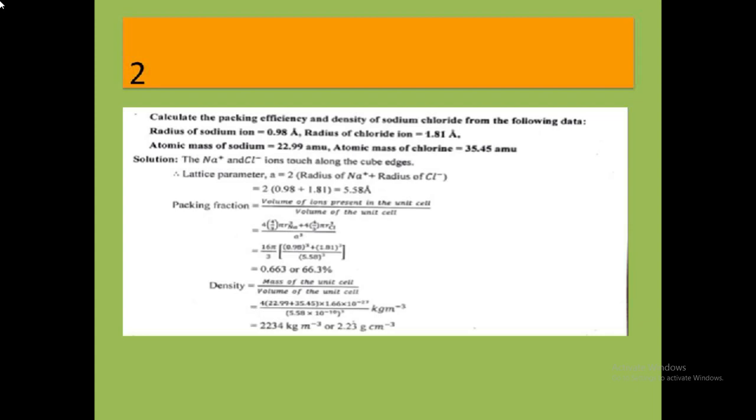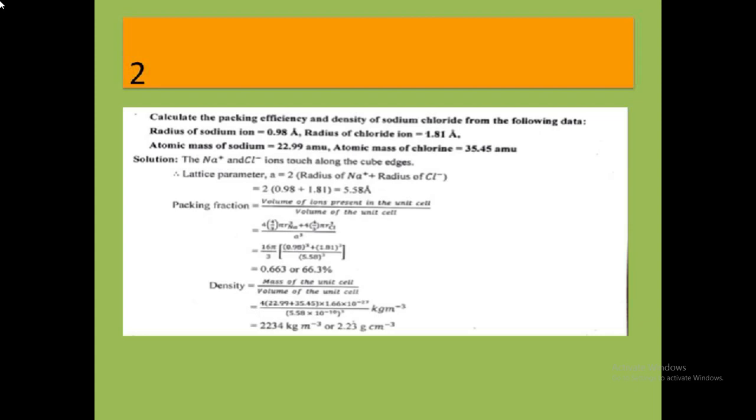So solution: the Na plus and Cl minus ions touch along the cube sides, therefore the lattice parameter is equal to 2 times the radius of Na plus plus the radius of Cl minus. They gave two radii, so we need to find first the lattice parameter, which is equal to 2 times (0.98 plus 1.81), which is equal to 5.58 Angstrom. Now packing fraction is equal to the volume of ions present in the unit cell divided by the volume of the unit cell.